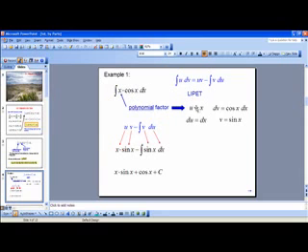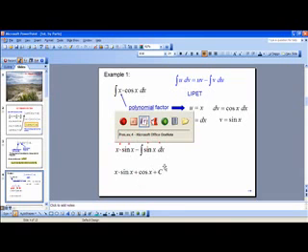We differentiate u equals x to get du is dx. We integrate dv equals cosine x dx to get v is sine x. We simply plug it into our integration by parts formula: x sine x minus the integral of sine x dx. Of course, the integral of sine is negative cosine, so the negatives cancel, and we get x sine x plus cosine x plus C. So that's integrating by parts once.